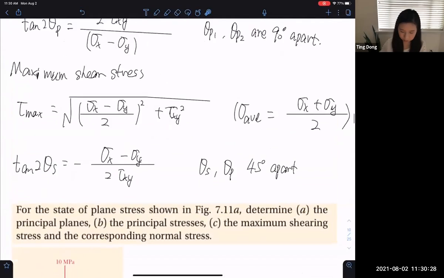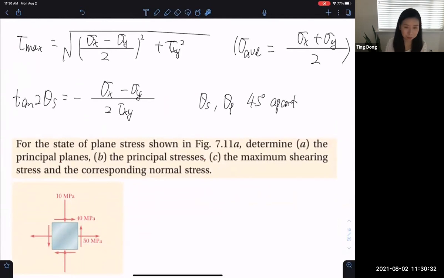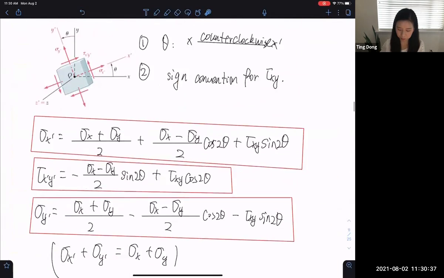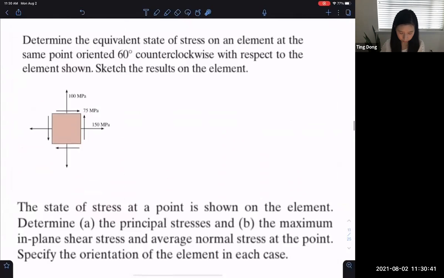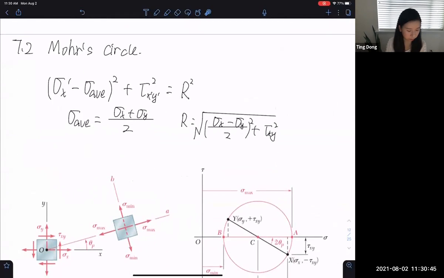I don't think there's too much to say about the equation method. Basically, you just plug everything into the equation and calculate, and just need to be careful of this. And the second method of stress transformation is the Mohr circle.